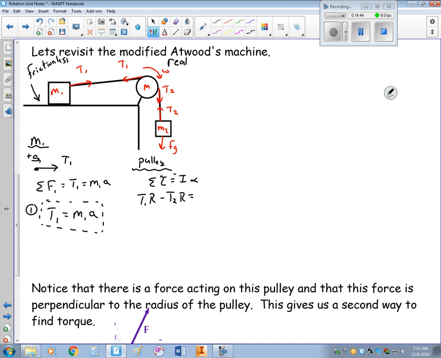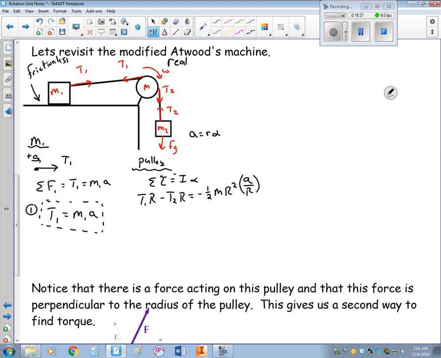The moment of inertia for this solid disk is 1/2 mass times radius squared. And then our bridge formula says that acceleration equals r times alpha, so alpha equals acceleration divided by the radius of our pulley. Now I'm doing this because I want to get rid of alpha. I want this all in terms of a, linear acceleration.